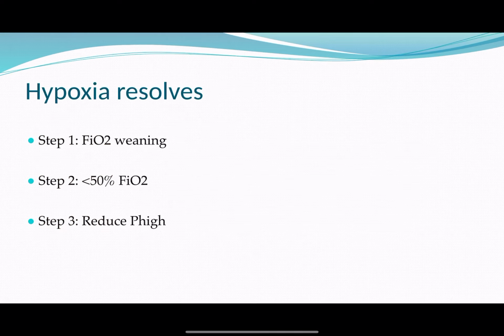So as hypoxia resolves, the first thing that you're going to be doing is dropping down the fractional inspired concentration of oxygen. Once you get to below 50% for most people, you would then be looking to try and reduce down the pressure. And so this is the high pressure. The reason for that is, firstly, the compliance of the lungs are improving. So now, rather than being in the middle of the compliance curve, you've gone up towards the higher inflection point. And so by reducing the pressure, you reduce it down and so allow the patient to easily breathe in and out.